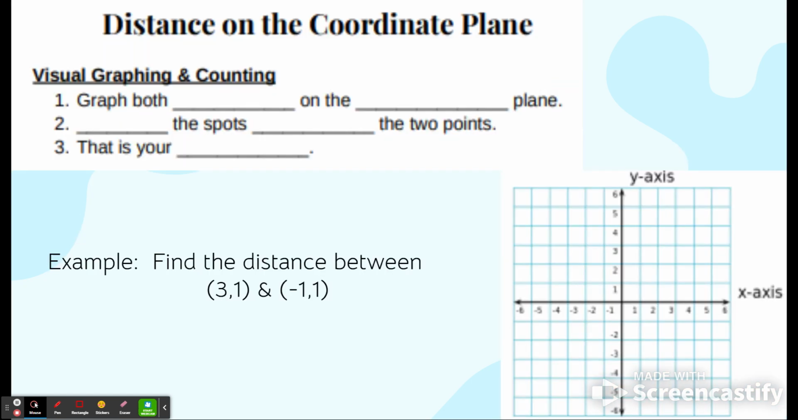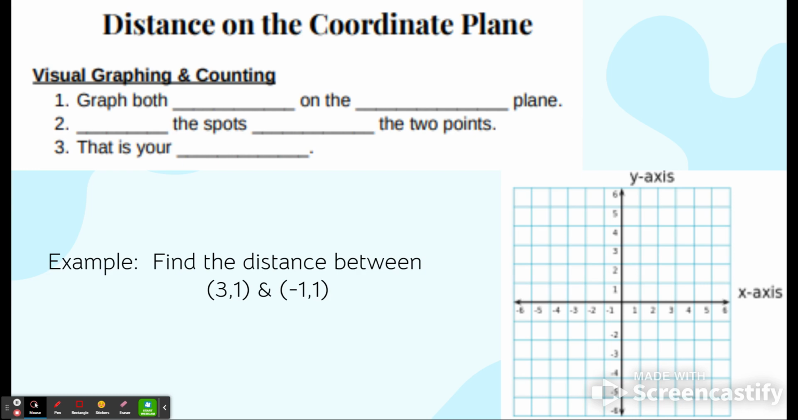Now there's two different ways to find the distance on the coordinate plane. I'm going to show you the easiest way first, and this works really well with small numbers. But if you have bigger numbers, you're going to have to do it the second way. So let's look at the first way. The first way to find distance between 2 points is with visual graphing and counting.